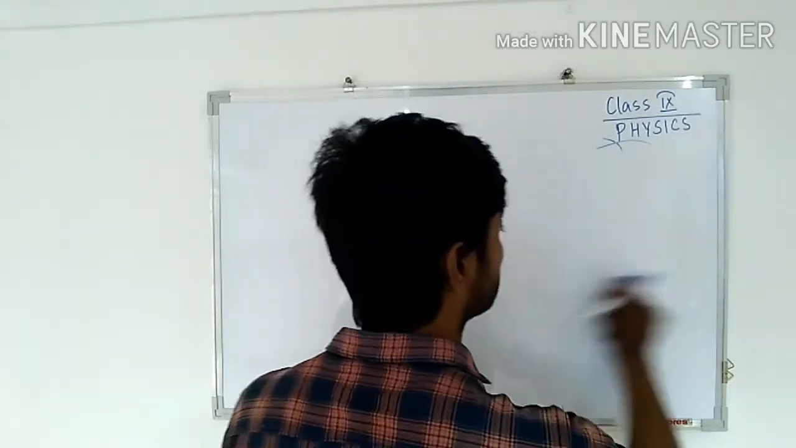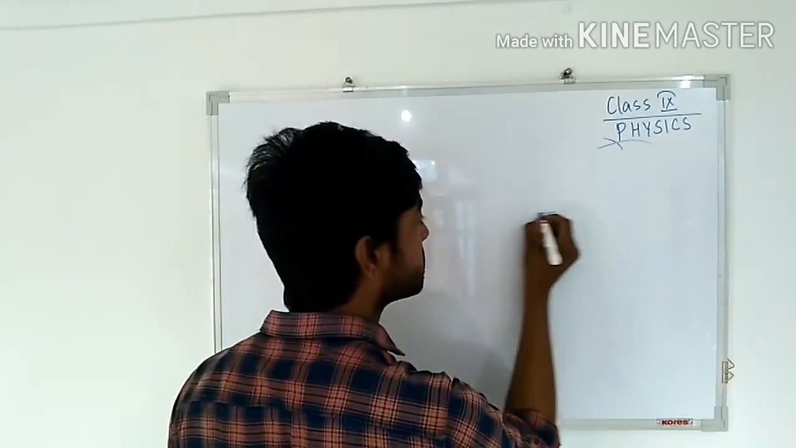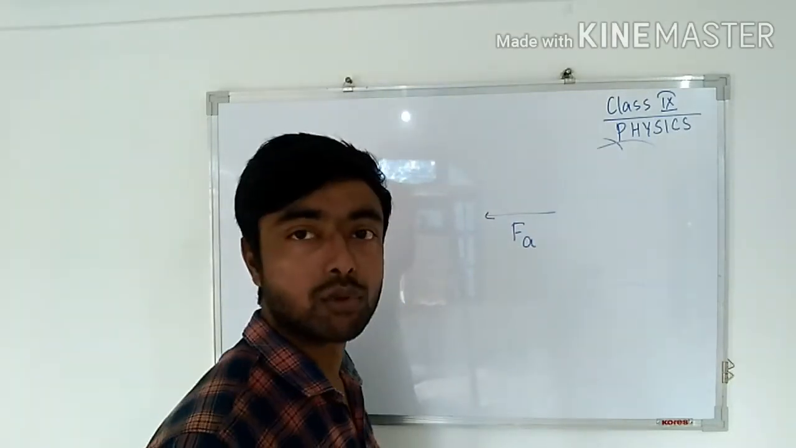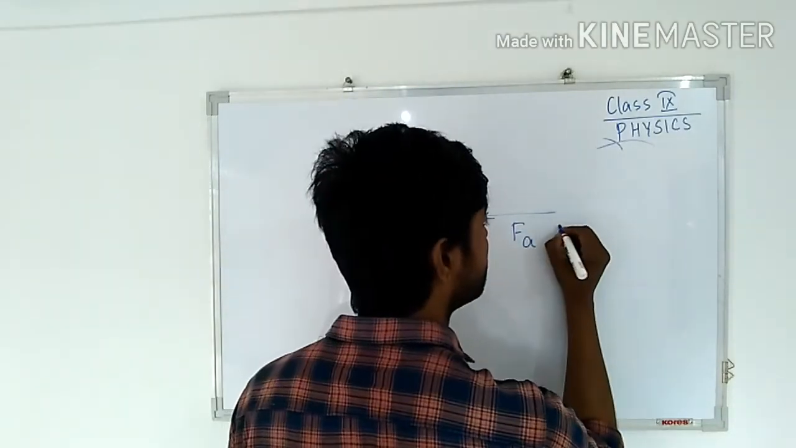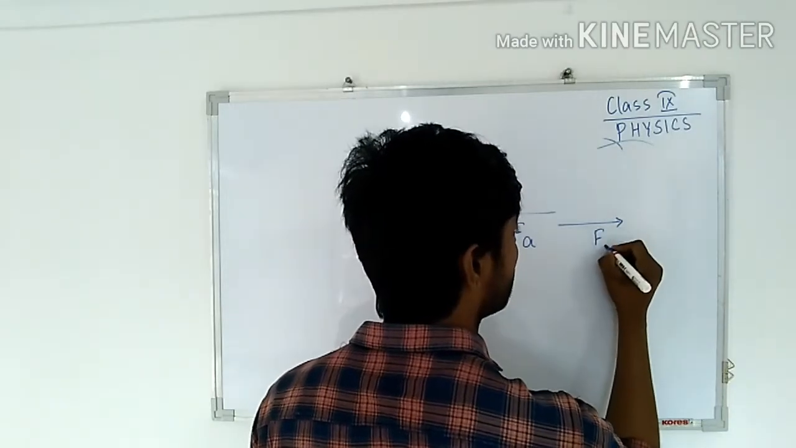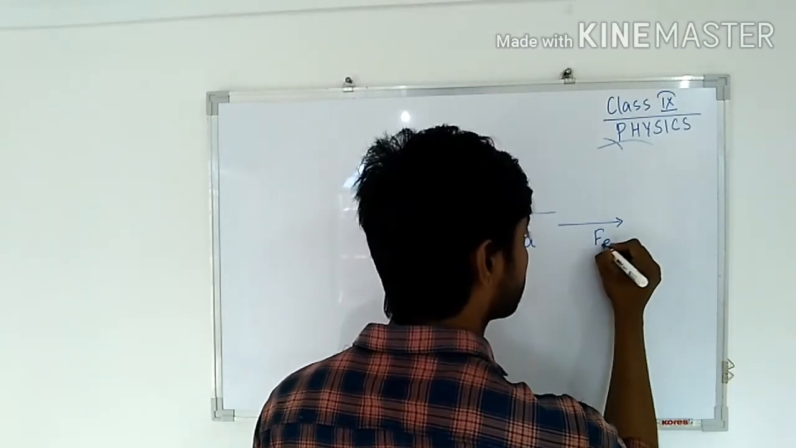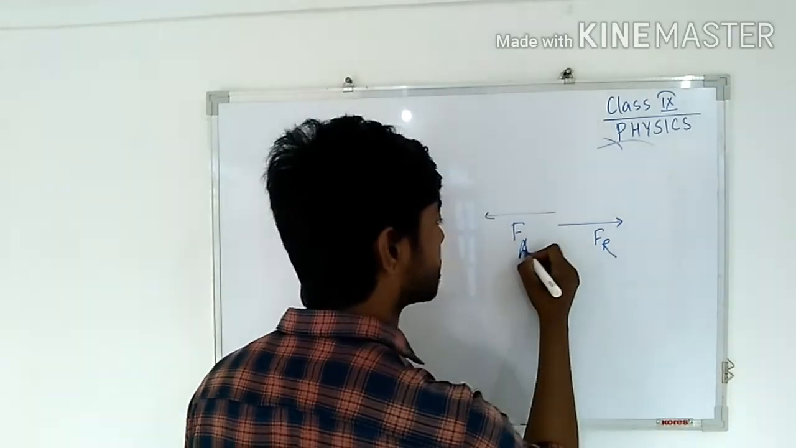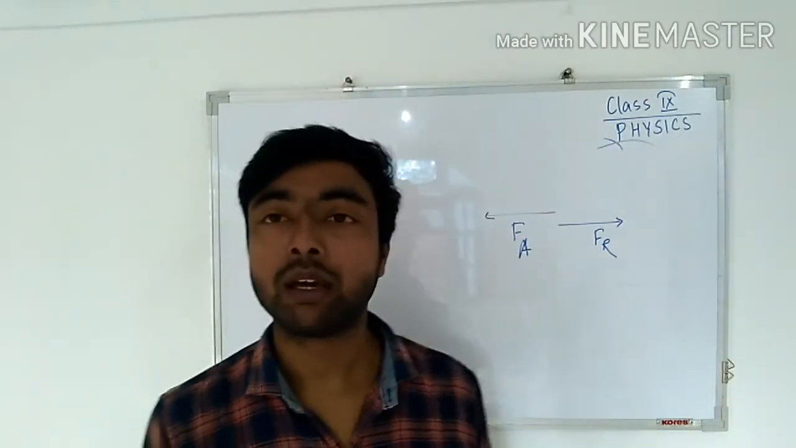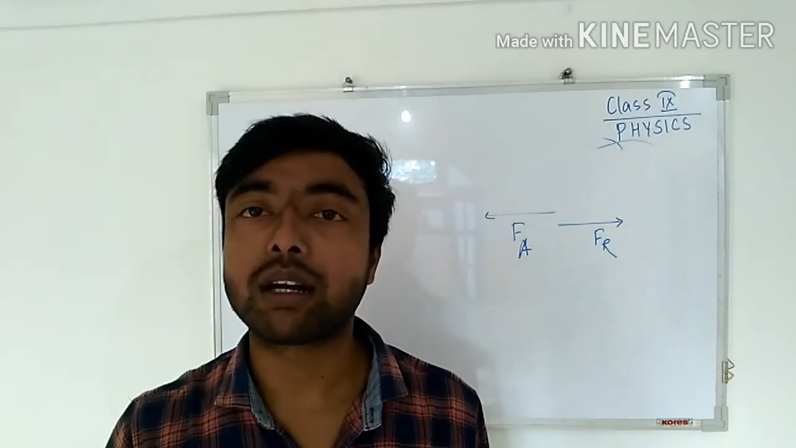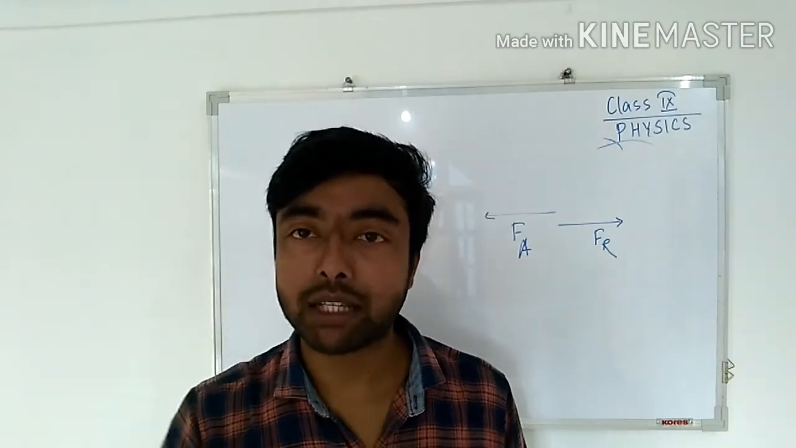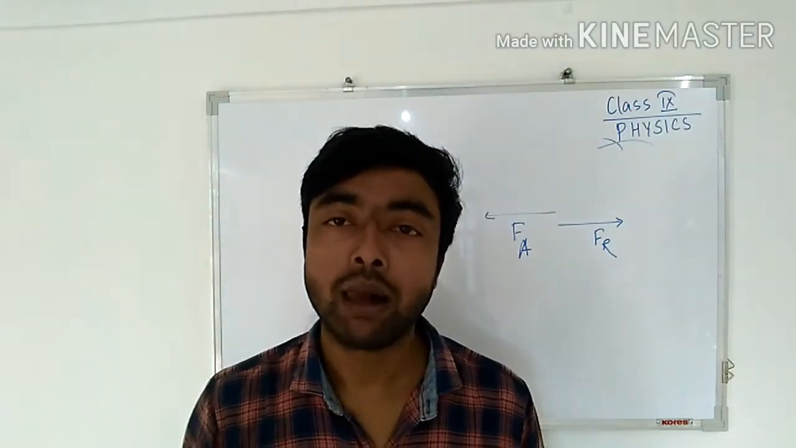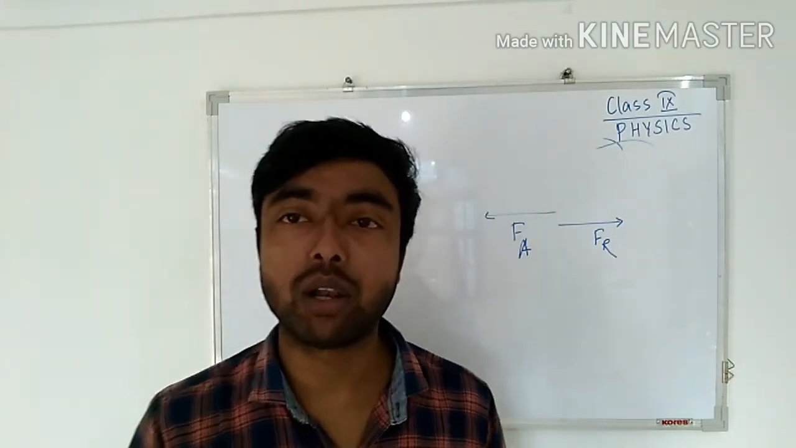Magnitude means value. Suppose this is your action force, FA. This is the action force FA. Similarly, reaction force is there, suppose it is FR. R for reaction, FA, A for action, R for reaction. For example, I am just writing. So what does third law say? Third law का mathematical form भी होता है. How can we write the third law equation? Understood?